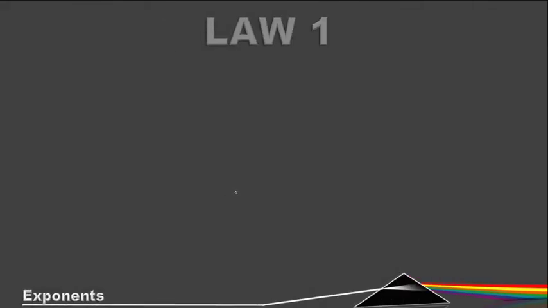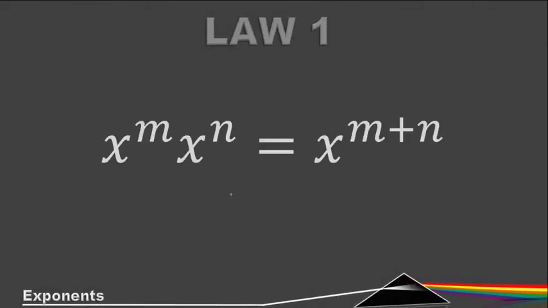Now just to recap on the laws, law 1 states that if you multiply the same base, the exponents add. So for a practical example, if I have x to the power of 7 times x to the power of 5, then I simply add my exponents. So I get x to the power of 7 plus 5, which is equal to x to the power of 12.